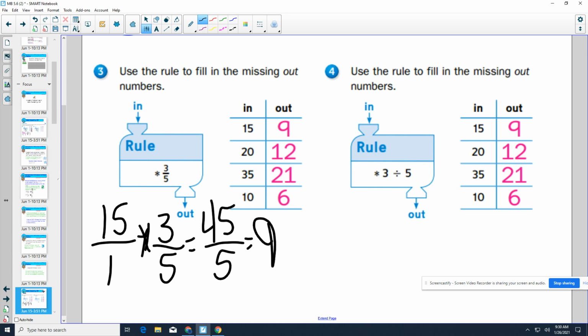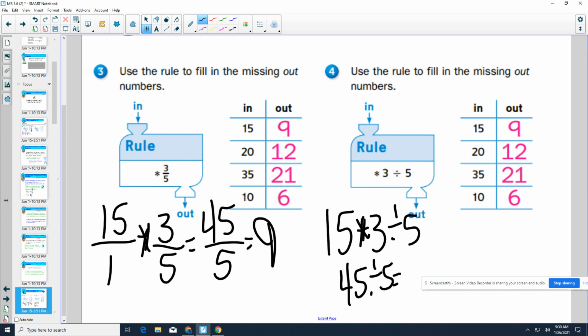Okay? So let's see if we get the same result over here. Now it's telling us to multiply by 3, divide by 5. So let's take the n, multiply by 3, and divide by 5. In order of operations, if you remember, multiplication, division, whichever comes first, going left to right. So 45 divided by 5 equals 9.